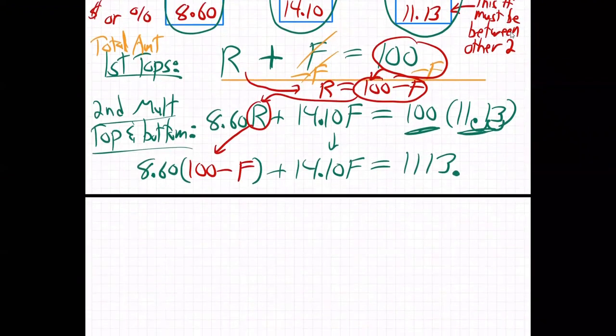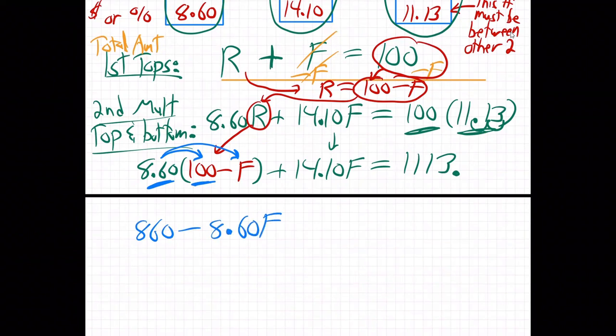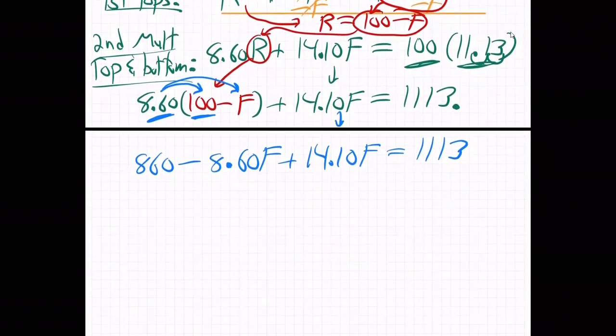Okay, and now let's distribute. Boom, boom. This 8.60 times 100, again, it'll move the decimal 2 places. 860 minus 8.60 F plus 14.10 F, just bring that down, equals 11.13 times 100, which is 1113. How we doing? We good to there?